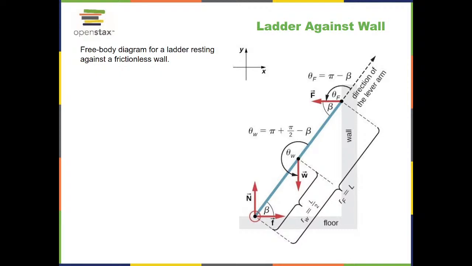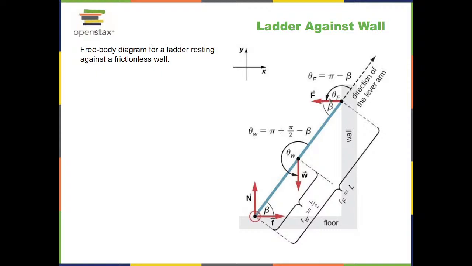Let's pick a pivot at the point that's most convenient. And what's going to be the most convenient point? Well, it's going to be the point where the largest number of torques disappear because of the choice of the pivot. If we pick the pivot at the point of contact with the floor, now I don't have to worry about two torques, the torque due to the horizontal force of friction and the torque due to the normal force. Both of those are going to be trivially zero because they apply at the pivot. So the only torques I'll have to calculate are the torque due to the weight and the torque due to the normal force at the wall.